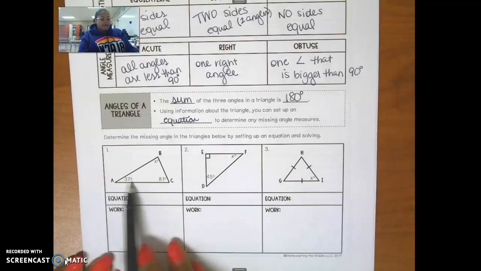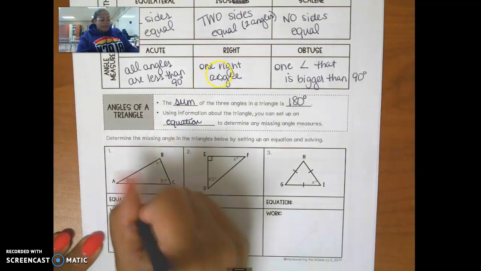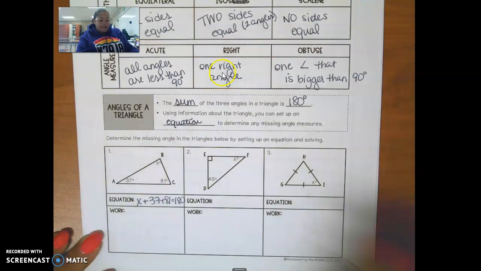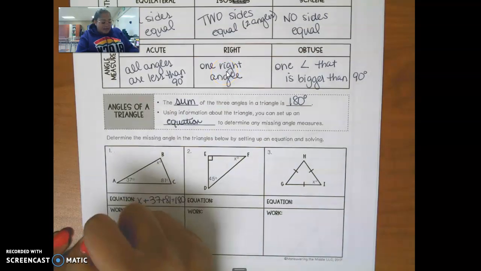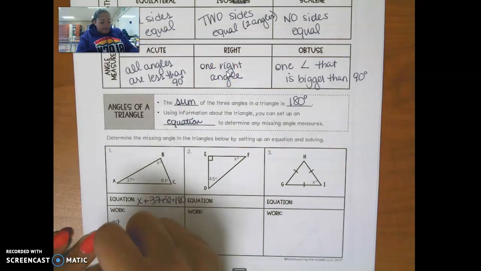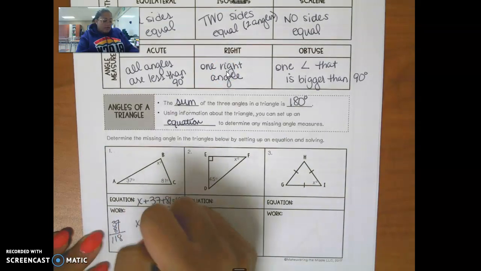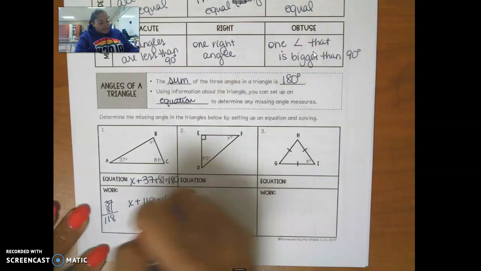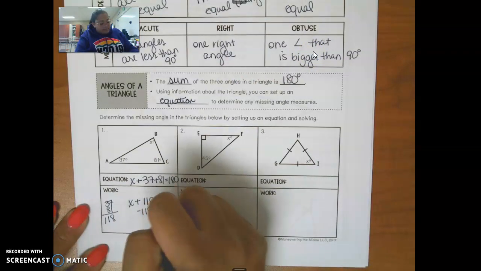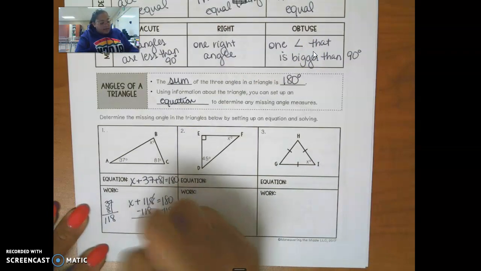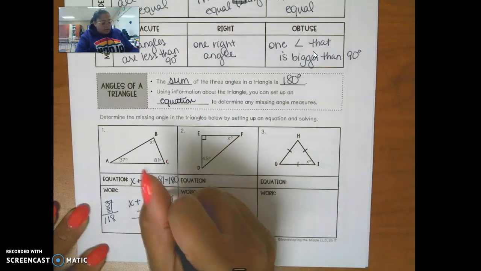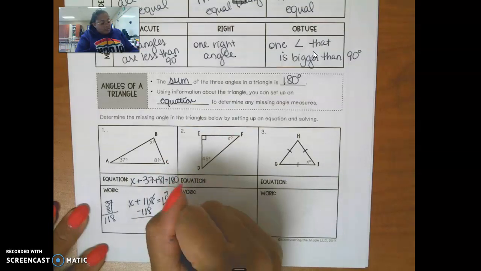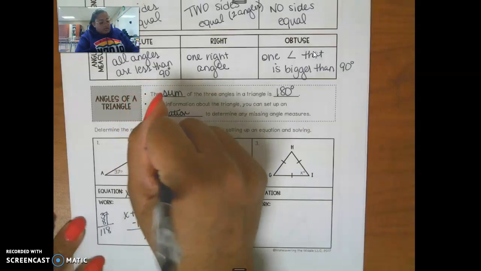So at the bottom, I've got 37, 81, and x. I'm going to say x plus 37 plus 81 equals 180. I'm going to add 37 and 81. That's 118. So I'm going to say x plus 118 equals 180. Then I'm going to subtract 118 from both sides. Cross these out. X equals, this is 62 degrees.